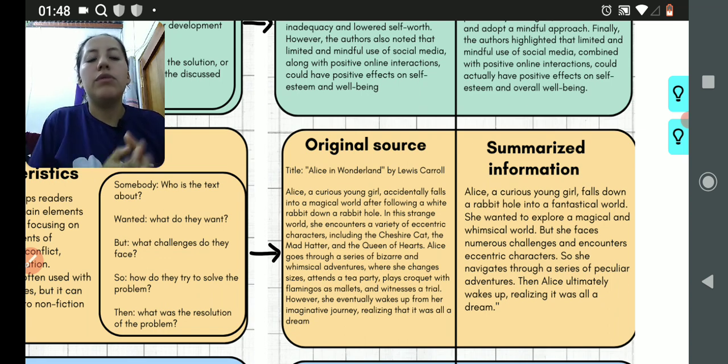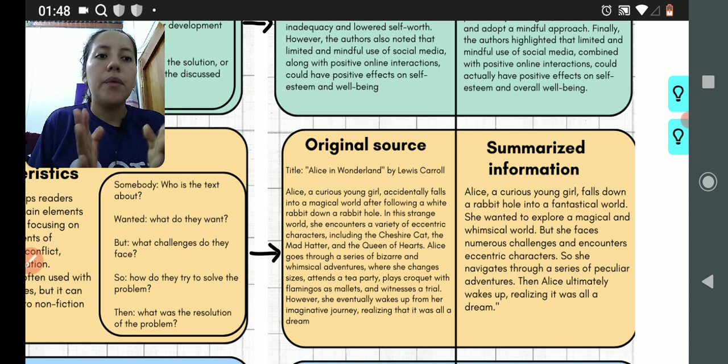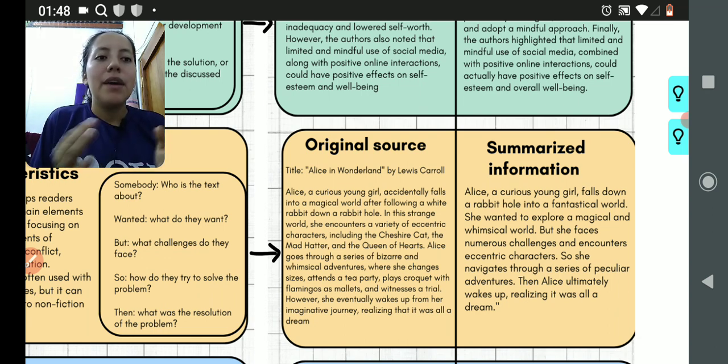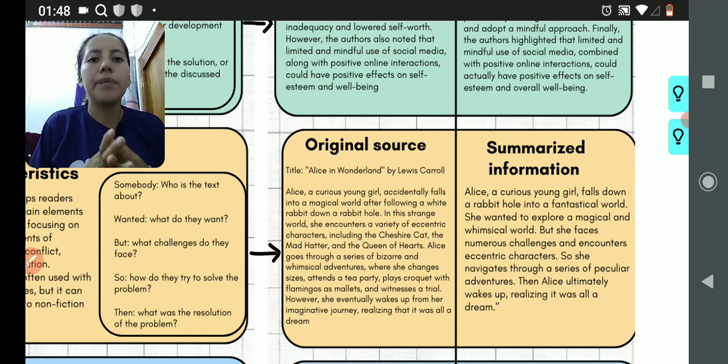Wanted. What do they want? Alice wanted to explore a magical and whimsical world. But what challenges do they face? Alice faces numerous challenges and encounters eccentric characters. So, how do they try to solve the problem? How does Alice try to solve the problem? She navigates through a series of peculiar adventures.